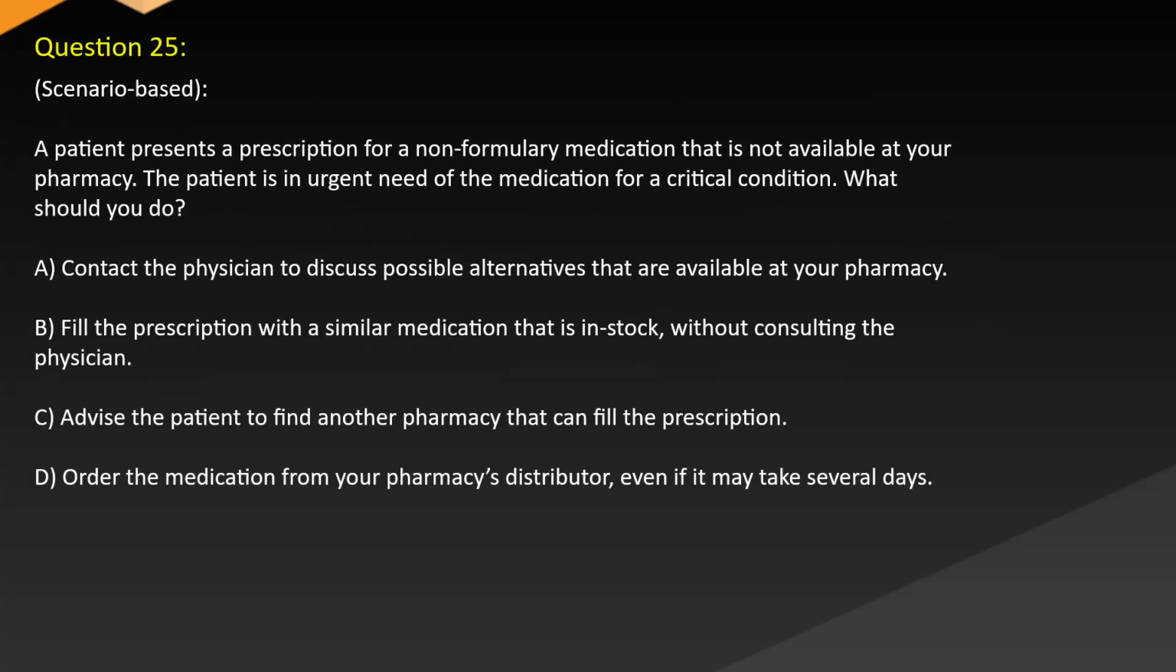Question 25. Scenario-based. A patient presents a prescription for a non-formulary medication that is not available at your pharmacy. The patient is in urgent need of the medication for a critical condition. What should you do? A. Contact the physician to discuss possible alternatives that are available at your pharmacy. B. Fill the prescription with a similar medication that is in stock without consulting the physician. C. Advise the patient to find another pharmacy that can fill the prescription. D. Order the medication from your pharmacy's distributor, even if it may take several days.